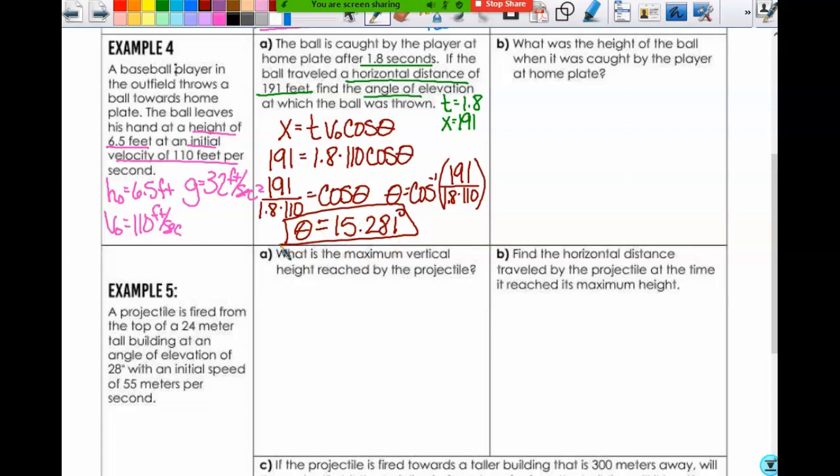Then it goes on to ask, what was the height of the ball when it was caught by the player at home plate? So I know when it was caught at 1.8 seconds, right? I know that much, so I can write out my equation. So y is what I'm looking for. That's equal to the time, which is 1.8, times the initial velocity, which is 110, times the sine of theta. I'm just going to write theta because I'm actually going to use the number that's in my calculator, minus half of the gravitational constant, so that would be 16, times 1.8 squared, plus the initial height, which is 6.5.